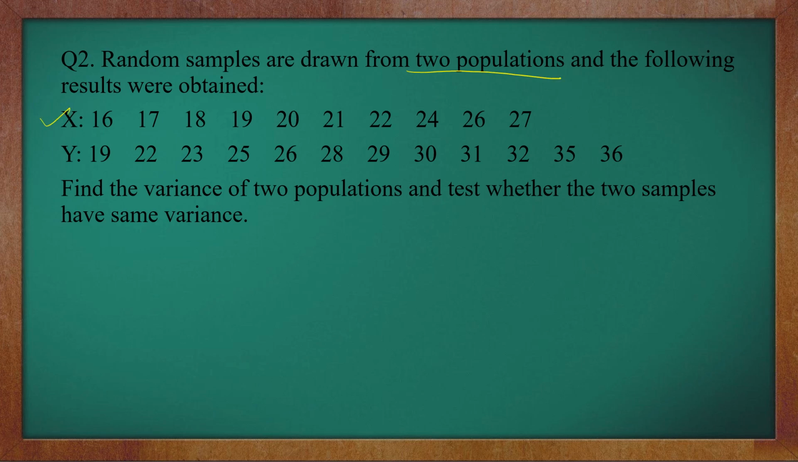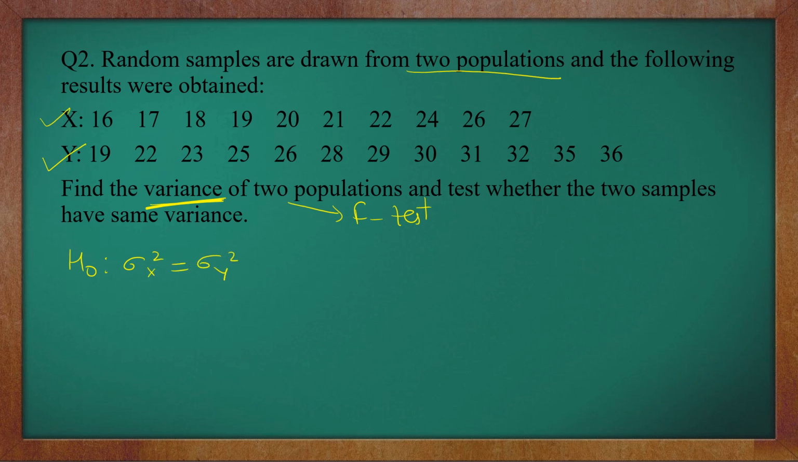These are the values of first population, second population. Find the variance now. Two populations are also given in t-test and z-test, but here they are saying variance. It means definitely I have to go for the F-test. So take the null hypothesis, saying sigma x squared is equal to sigma y squared.